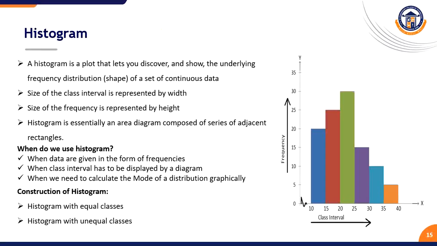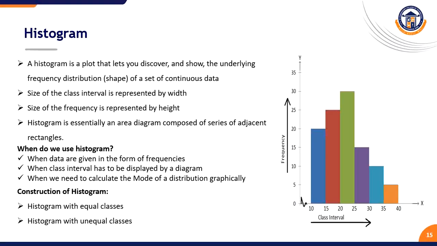First, the histogram. A histogram is a plot that lets you discover and show the underlying frequency distribution of a set of continuous data. The size of the class interval is represented by width, and the size of the frequency is represented by height. The histogram is essentially an area diagram composed of a series of adjacent rectangles.